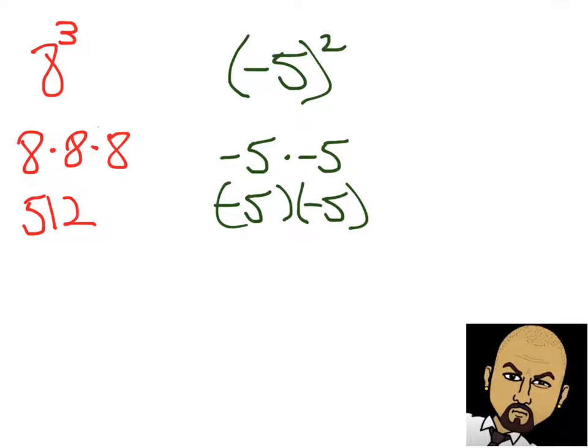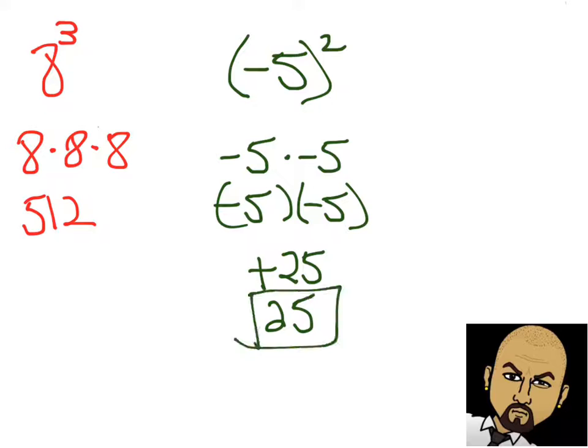I like to put them in parentheses all the time just to remind me that the base is negative. And then you simplify negative 5 times negative 5. Well, negative times a negative is a positive. 5 times 5 is 25. And so that simplifies to positive 25.